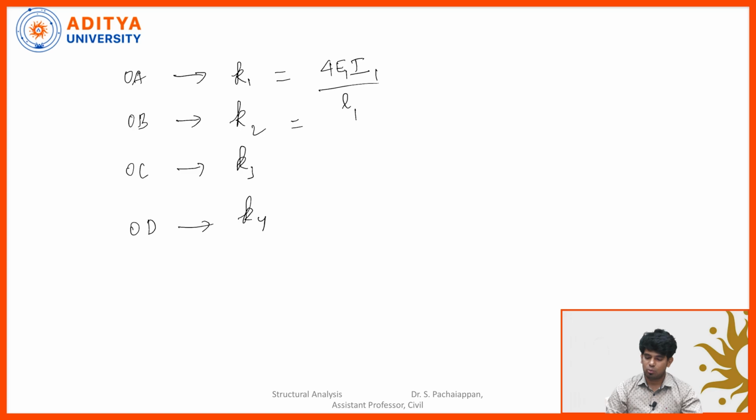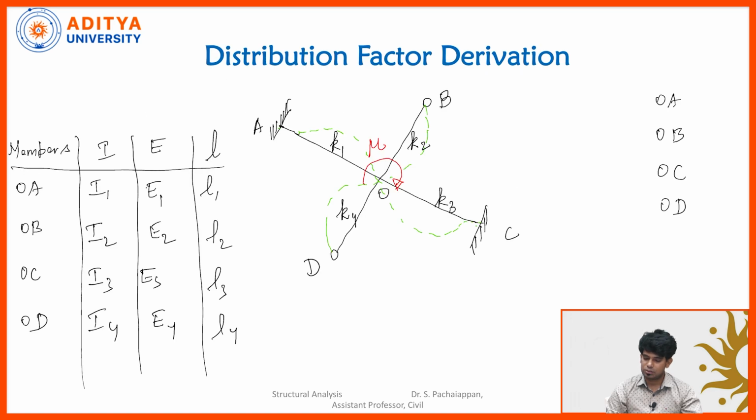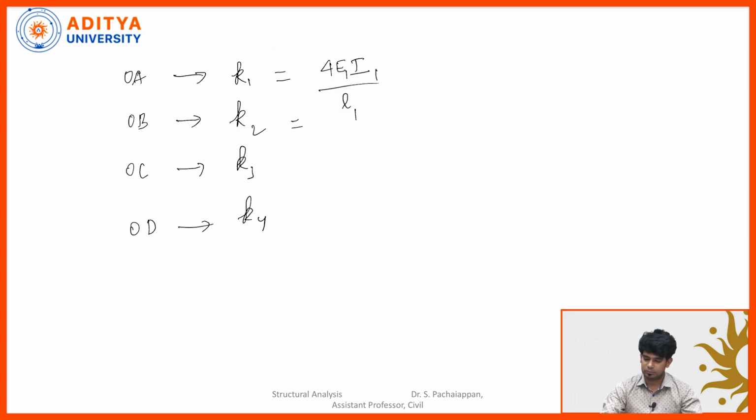Coming to the member OB, so OB is simply supported. So for this, the stiffness is 3EI by L. Okay, so I2, E2, L2.